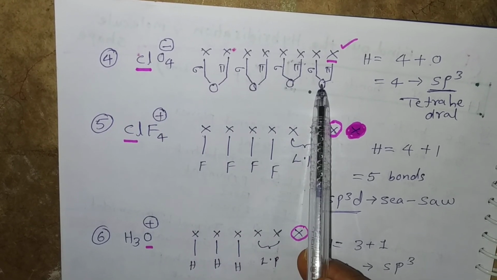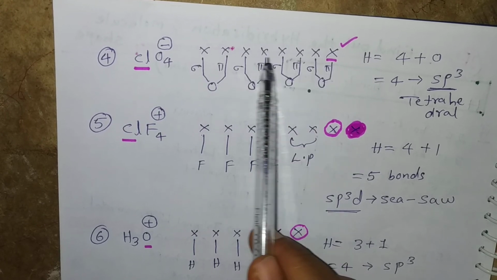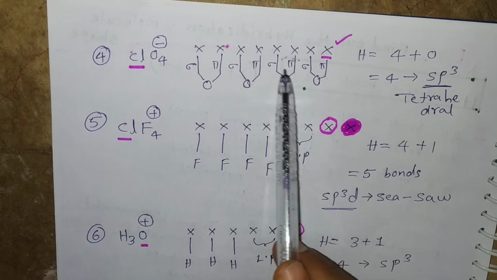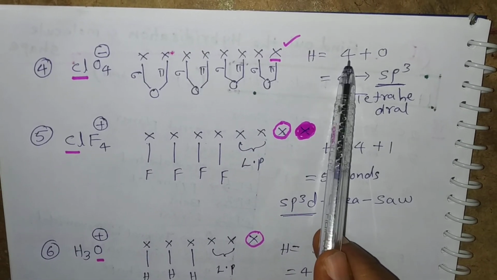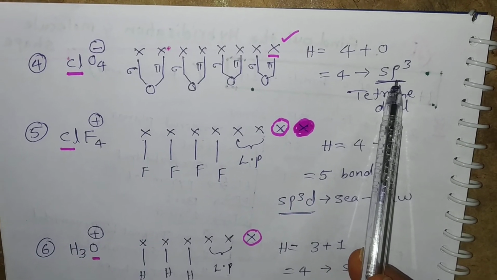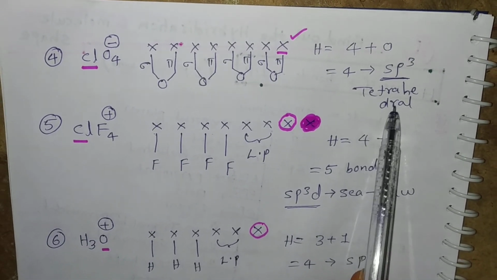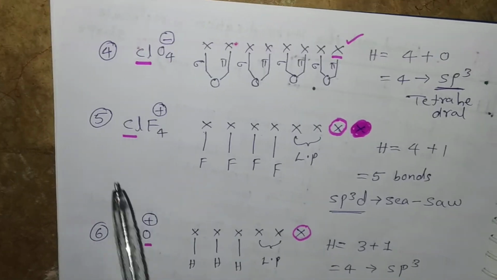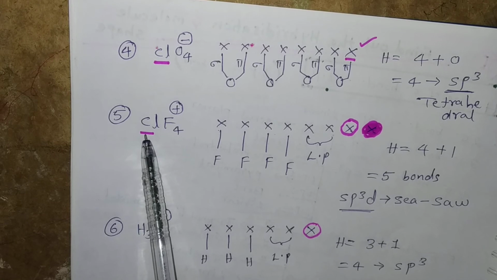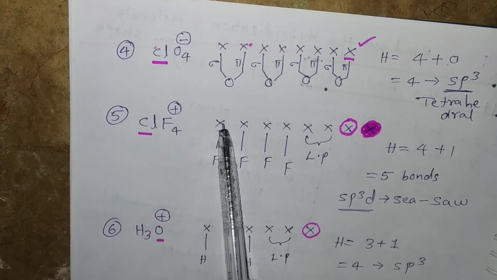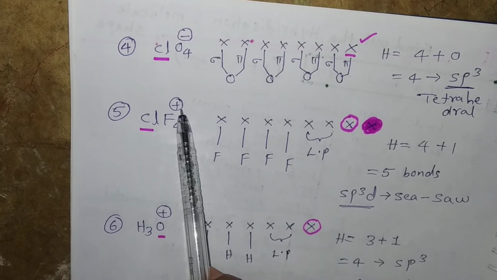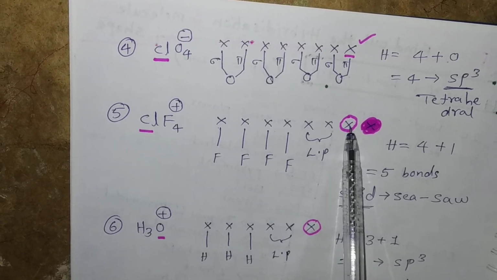Similarly, 4 oxygens form double bonds with valence electrons. Total how many sigma bonds? 1, 2, 3, 4. Total sigma bonds 4. No lone pairs. What is the hybridization? sp3 hybridization. Shape, tetrahedral shape. Next, ClF4 plus. Central atom chlorine. Valence electrons 7: 1, 2, 3, 4, 5, 6, 7. But here there is a positive charge, so 1 electron is removed.